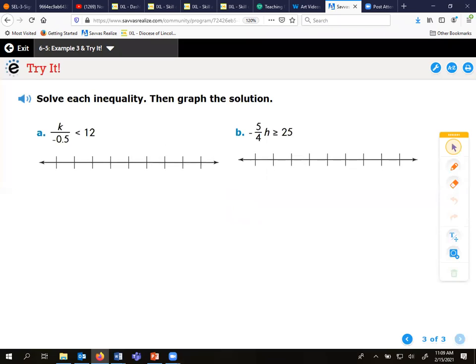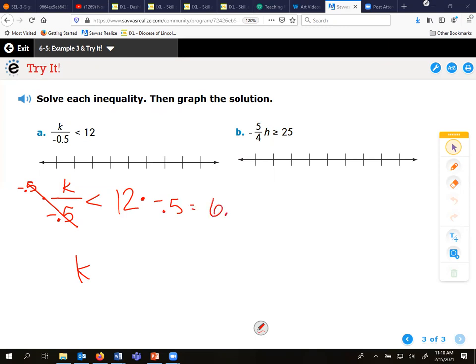Okay, let's try these. Our first one is k divided by negative 0.5 is less than 12. What is the inverse of dividing? Maddie? Multiplying. So I'm going to multiply by negative 0.5. Those cancel out. And then what is 12 times 5? 60, but I've got a decimal, so that's actually going to equal 6.0.